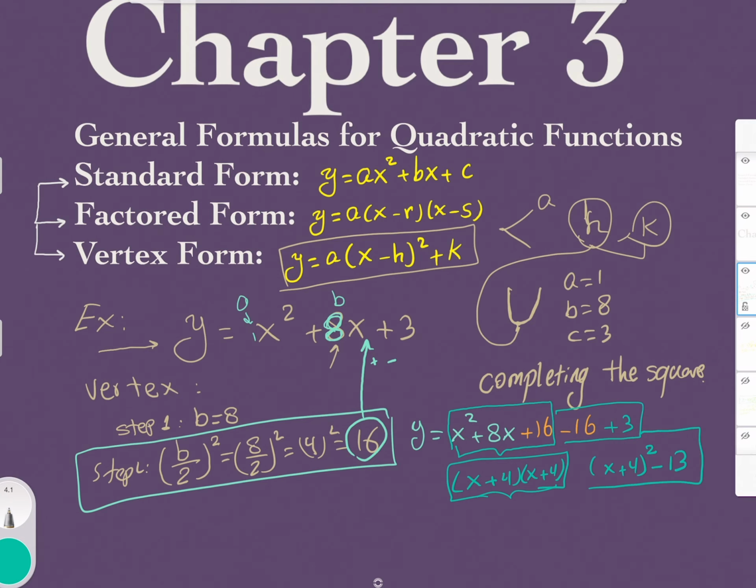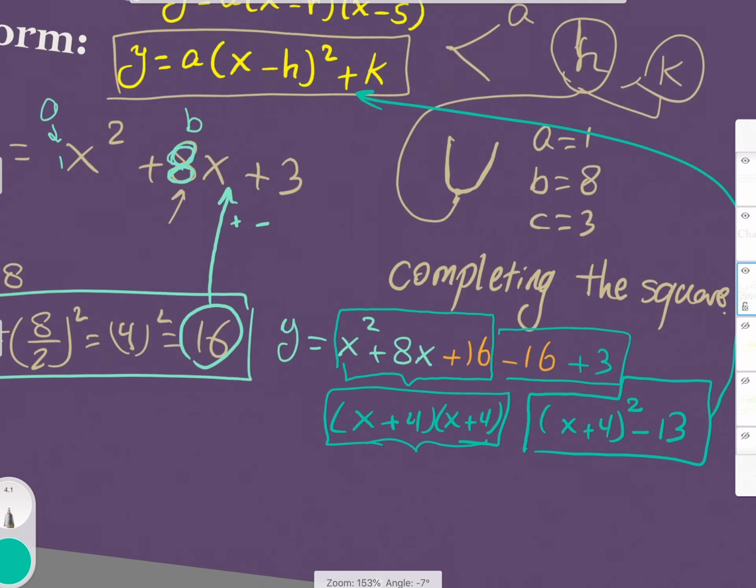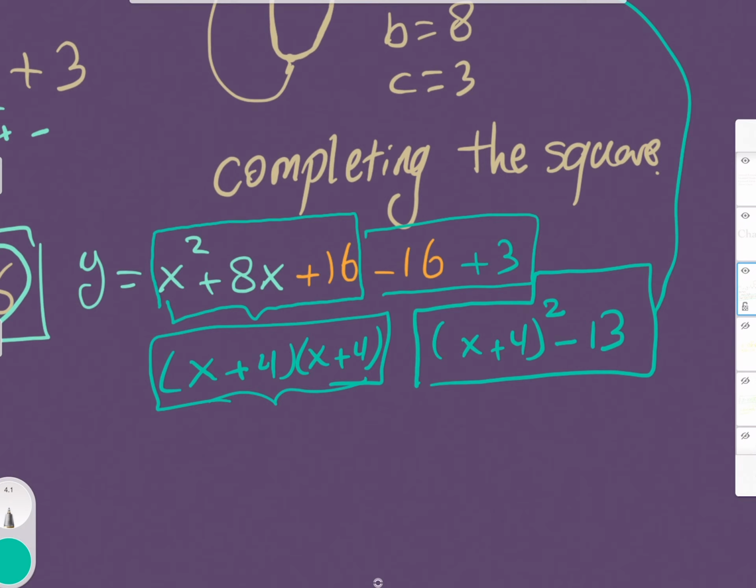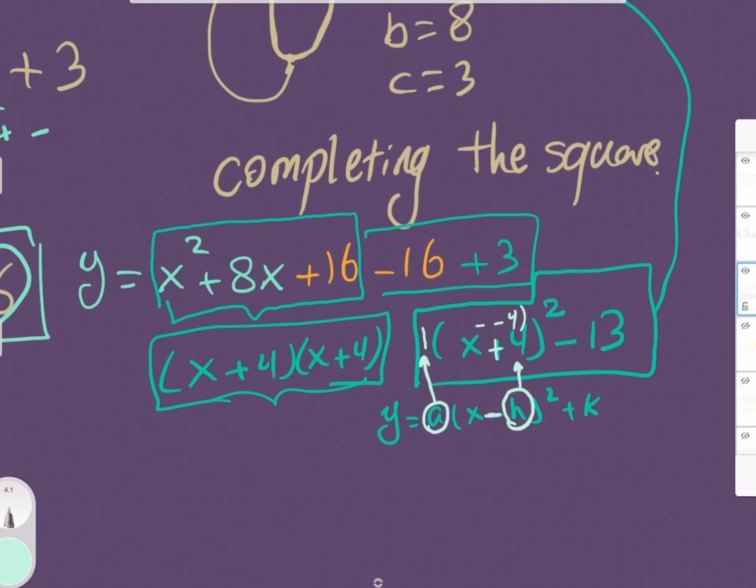So what we have is a vertex form. The vertex form is y equal to a(x minus h) squared plus k. In this example, a is 1, and h is very important: the vertex form has a negative here, but here we have plus, so this is negative 4. So h is negative 4 and k is negative 13.